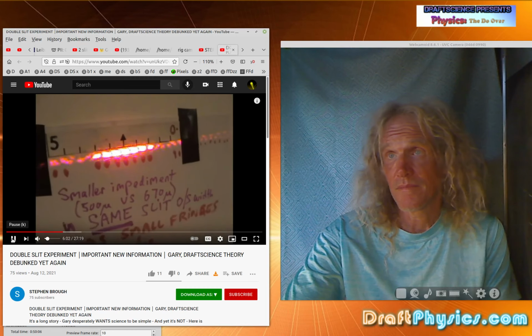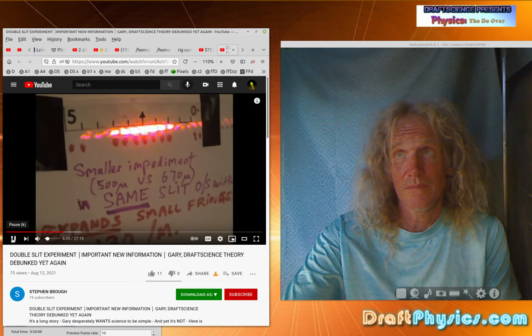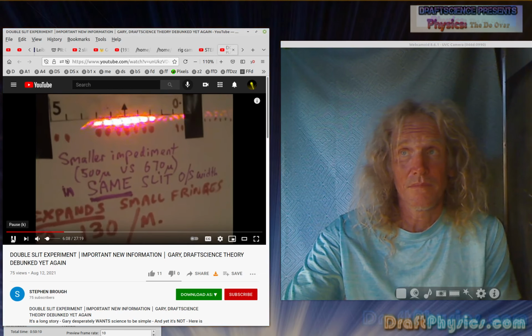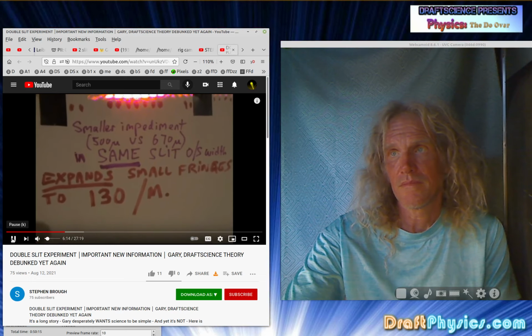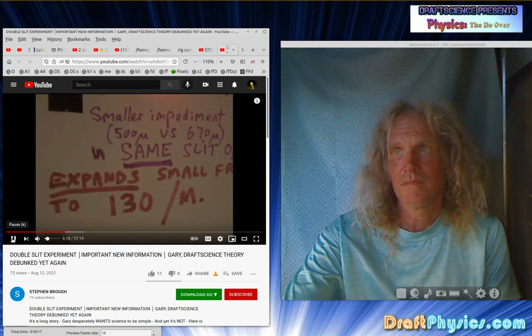Well, I've marked the fringes, and once more, because we're using a smaller impediment, 500 microns versus 670 microns before, but the slit has the same outside width, and this expands the small fringes to now fit 130 per metre. We can fit less and less in per metre, the smaller we make the impediment.